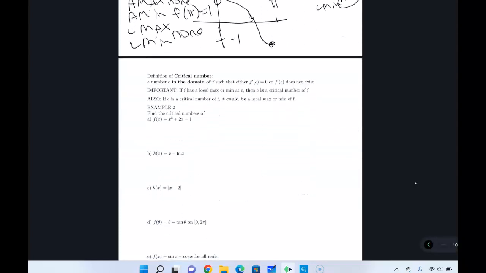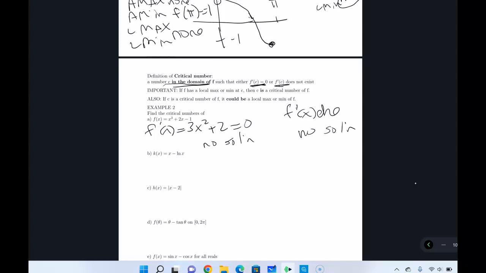All right, so let's look at critical numbers. So first off, this number c has to be in the domain of the function, and it's got to make either one of these true. So let's go find the derivative. So I have 3x squared plus 2. If I try setting it equal to 0, there's no solution, right? So there's none of those kind of critical numbers. Is there a place where the derivative doesn't exist on this function? Nope. So there's no critical numbers on this function.